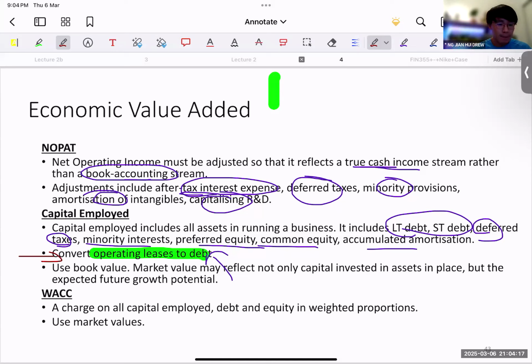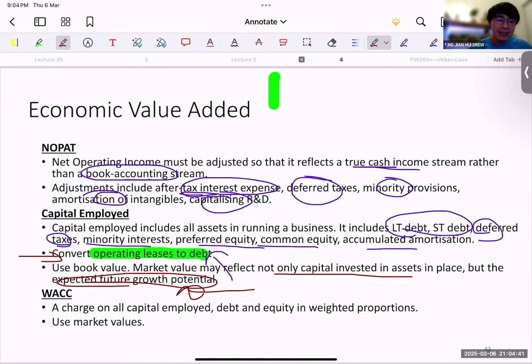Okay. Last point, use book value. Market value reflects not only the capital invested in the asset, but also the expected future potential growth. On this point, I want to bring back one of the questions asked by your friends. Why do we use book value for the RI, residual income? Why do we use book value?